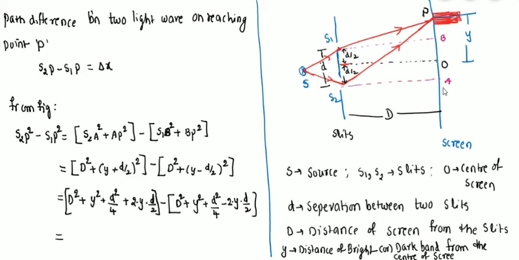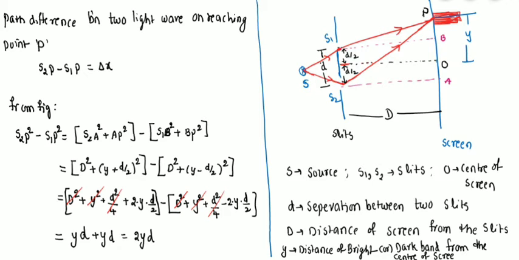When you simplify this, most of the terms will be cancelled. This d square will cancel, y square and y square will cancel, d square by 4 and d square by 4 will cancel. What remains is 2yd by 2. The 2 gets cancelled, then yd remains. Plus, minus into minus gives plus yd. Then finally we will get 2yd.